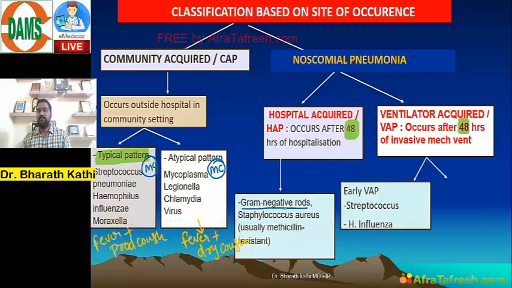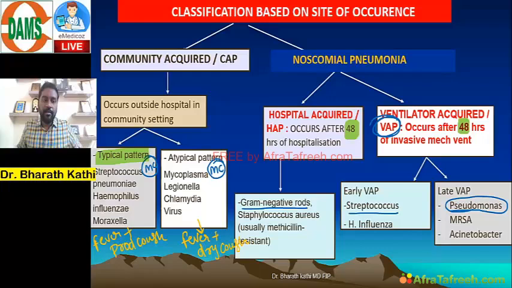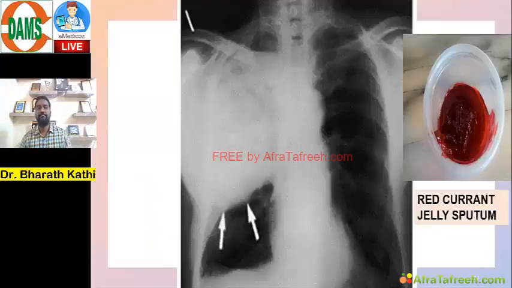And ventilator associated, early VAP, late VAP. Early VAP, most common is streptococcus. Late VAP and VAP overall, Pseudomonas. So VAP overall Pseudomonas. So this is the important classification of pneumonia, based on the site of occurrence.